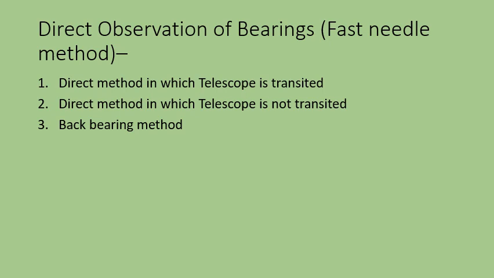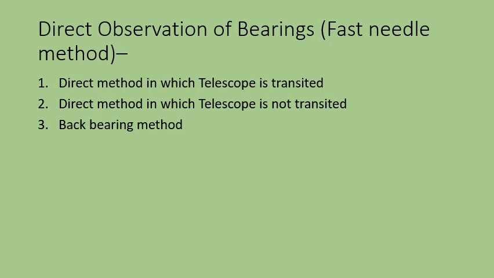Theodolite traversing can also be done by direct observation of bearings. Such a method can be called the fast needle method. In this method we are actually measuring the bearings of each and every survey line in the traverse. There are different ways by which we can take the bearings of lines, and the three methods are: direct method in which the telescope can be transited, direct method in which the telescope cannot be transited, and back bearing method.